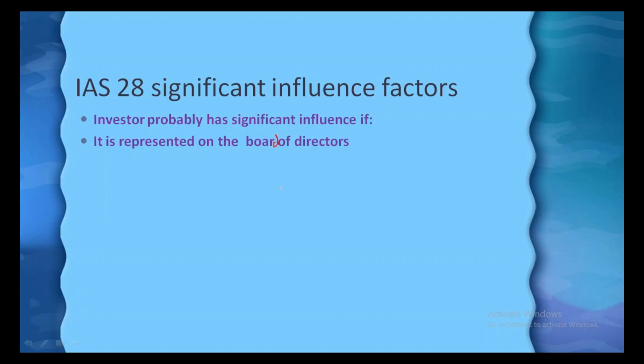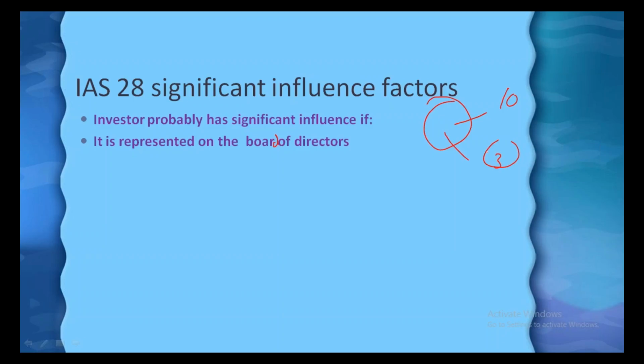So the company A board has a total of 10 people. Maybe you will have 3 people as your nominees because you have a significant influence. But surely you are not going to have 5 or 6. If it is 5 or 6, that means you are controlling the company. That means it's a subsidiary.